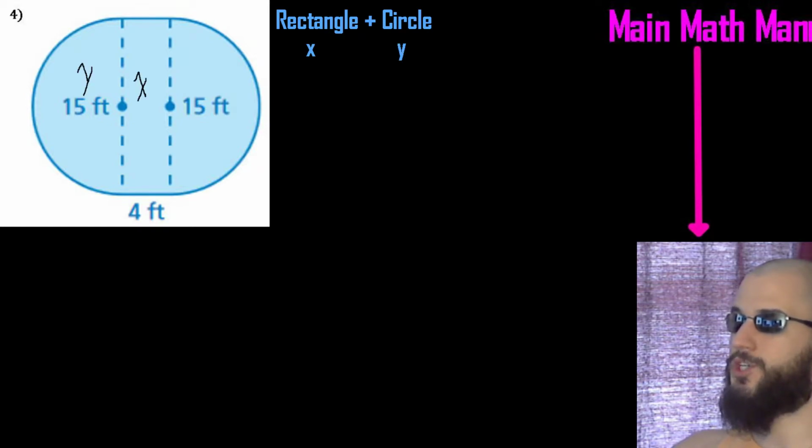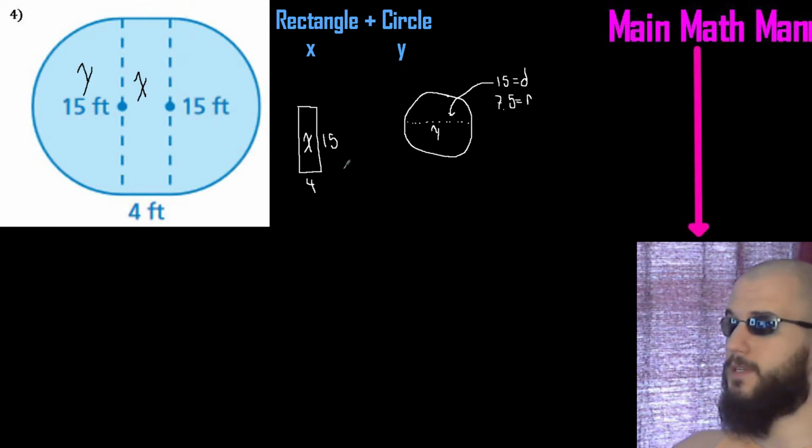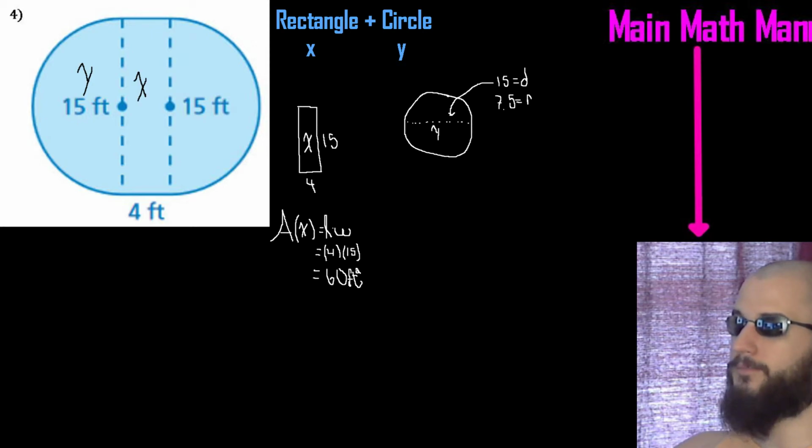We label them as such, and as always, redraw the shapes, and so we have 4 and 15. Again, it gives you the diameter, so be very mindful, take your time, think, okay, I need the radius, so I need to take half of that. So the radius for that circle Y would be 7.5. Moving forward, in the rectangle area, the area of X is going to be the length times the width, which is 4 times 15. That gives us 60 feet squared.